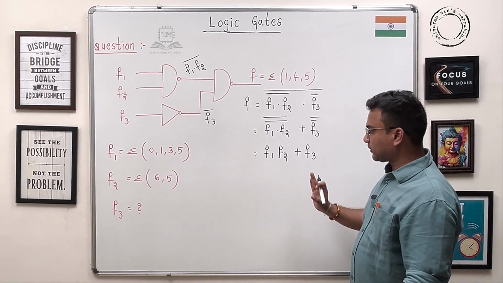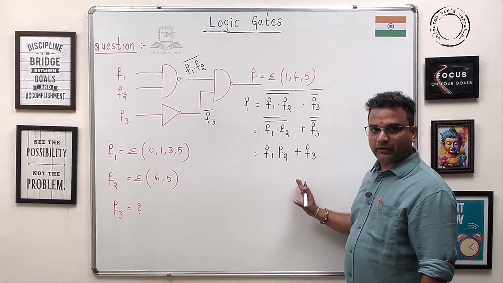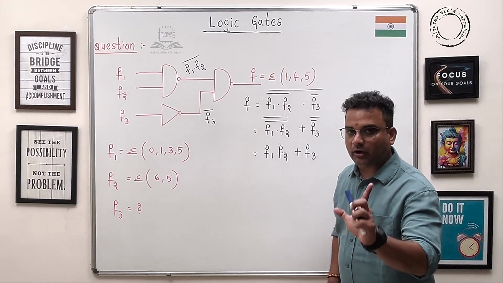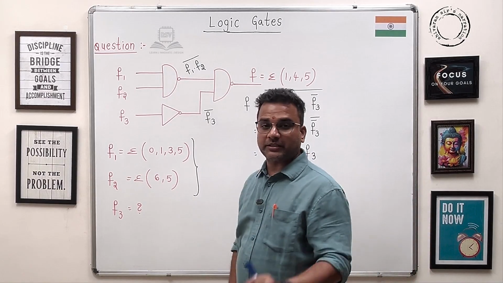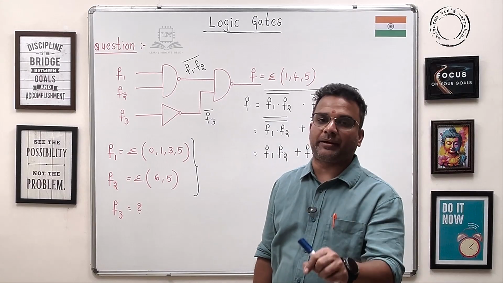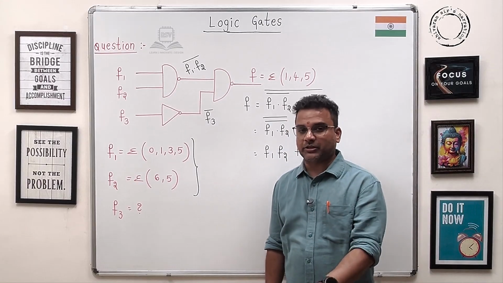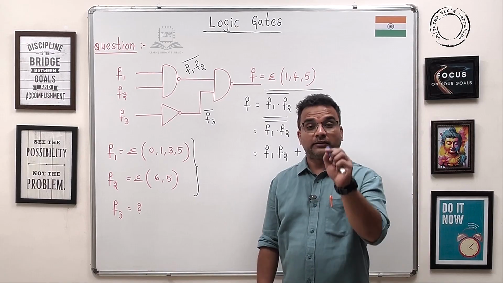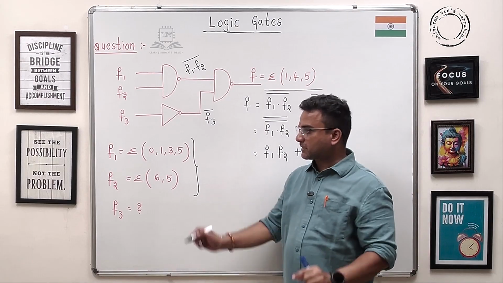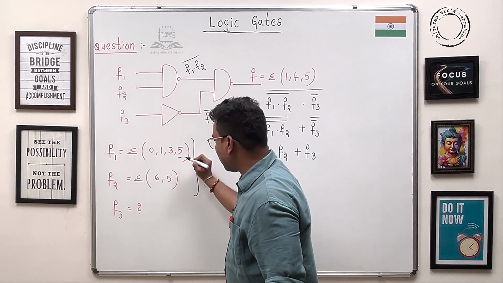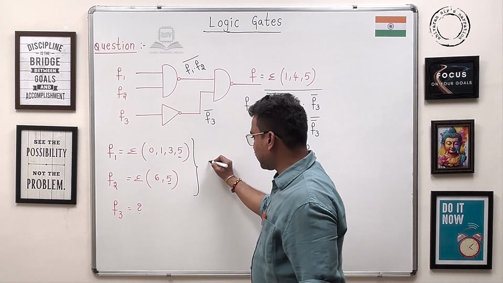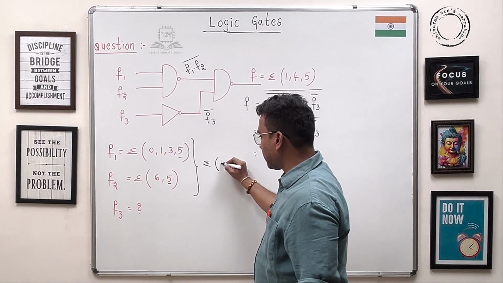Okay, let's enter into the solution. It is F1 into F2. We need to follow AND operation. AND operation means it is A intersection B. If it is A intersection B, we need to consider the common terms present in both the functions. The common term is only 5. Hence guys, it is sigma 5.